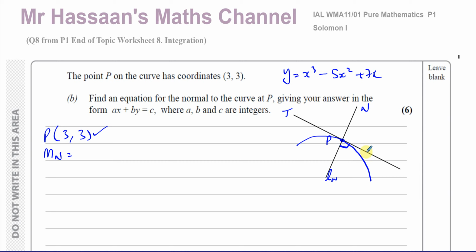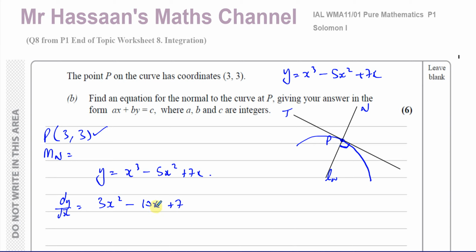To find the gradient of the tangent, I can find the gradient function for this curve, which is dy/dx. I have y equals x cubed minus 5x squared plus 7x. I can find the gradient of this curve by differentiating. When you differentiate a function, you find its gradient function, which tells you the gradient of that function at any point. So when I differentiate this, I get 3x squared minus 10x plus 7.